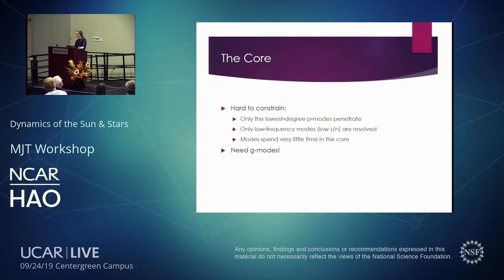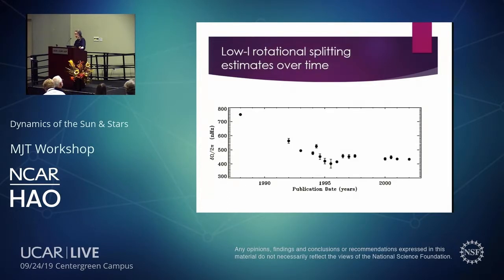And so really, after a lot of discussion, we need g modes, which unfortunately have very low amplitudes at the surface, and we don't have a fully accepted measurement of them in the Sun. And there's plenty of stars where you can see the g modes beautifully, but the Sun doesn't work like that. I just wanted to show you a plot showing some estimates of the rotational splitting as it evolved over time. And you see it sort of converging on something close to the near surface rotation rate.